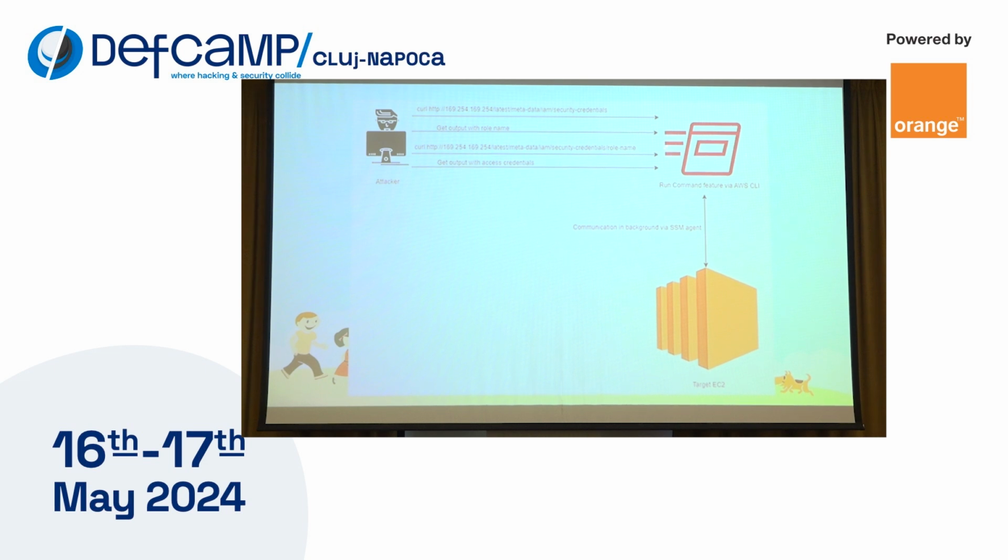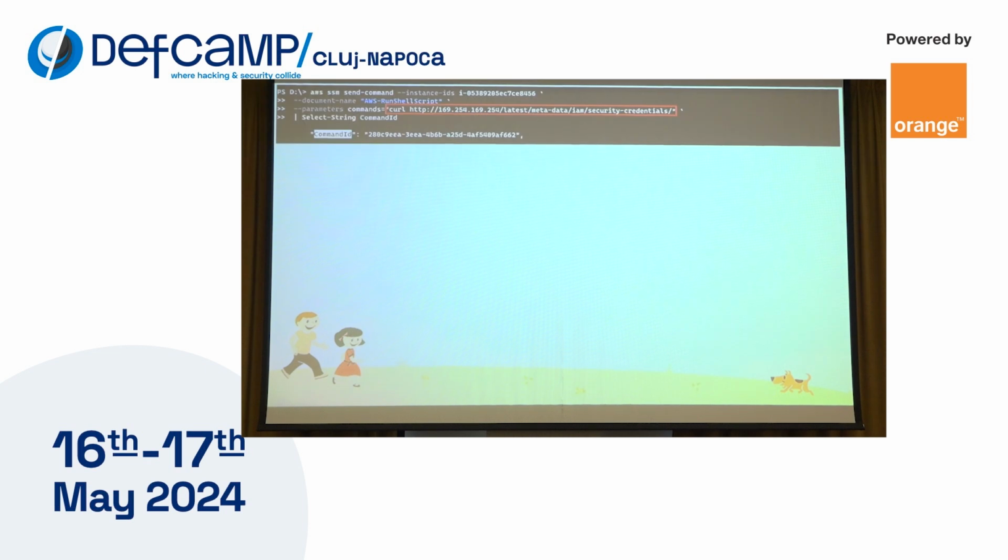And everything is happening through this intermediary. So basically, you are not directly communicating with the EC2 instance. And seeing this in action would look something like this. So basically, you can just copy paste this command. You just have to change the instance ID.